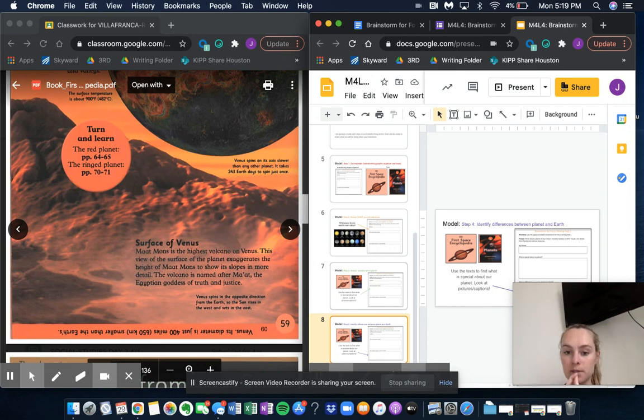You gather your materials. You decide which planet you want to write about. You decide what makes it special, and then the differences between your planet and Earth.